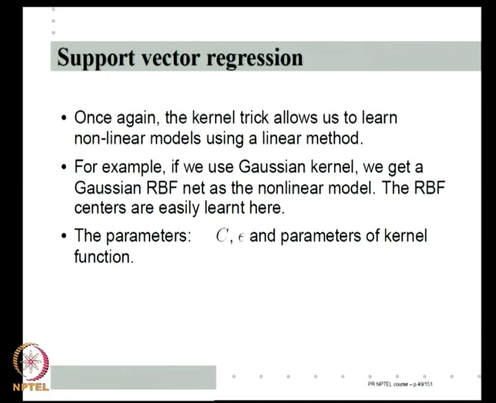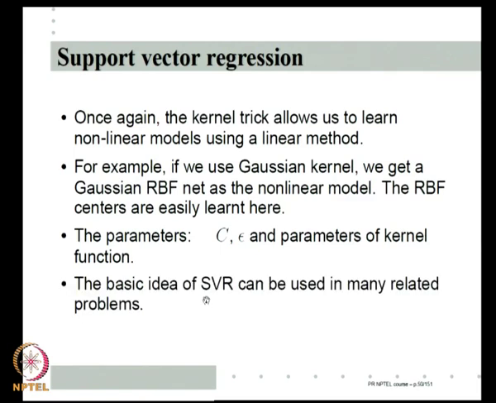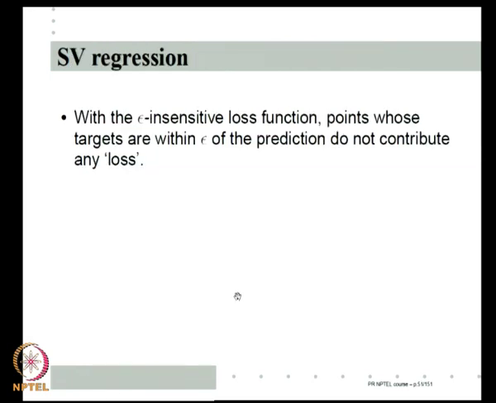There are parameters, of course, as any algorithm has parameters. We have the penalty constant, which is like the regularization constant, epsilon, since we choose the epsilon insensitive loss function, and any parameters of the kernel function. For example, if I am using a Gaussian kernel, I may use a sigma. These parameters have to be chosen properly, but if I choose them right, I get fairly good performance, and this basic idea of support vector regression is also used in many related problems. Basically, by using the epsilon insensitive loss function, points whose targets are within epsilon of the prediction do not contribute to loss.